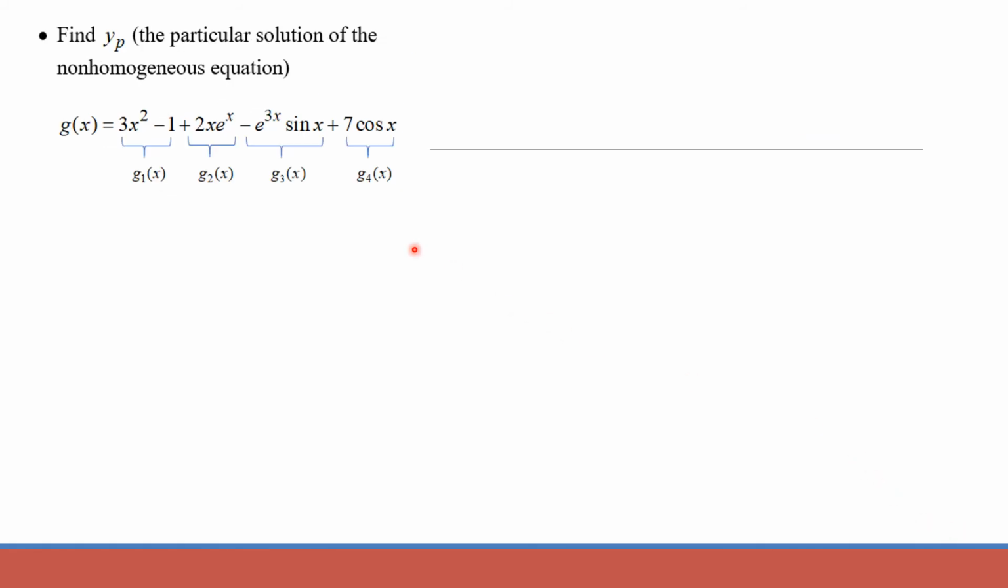Now let us determine the yp. Notice that the g(x) on the right side is a sum of four distinct functions. The first one is a quadratic function. We call it g1. The second one, g2, is a product of a linear and exponential function. The third one, g3, is a product of an exponential function and a sine function, whereas the last one, g4, is a cosine function. So let us determine the yp's for each of these.